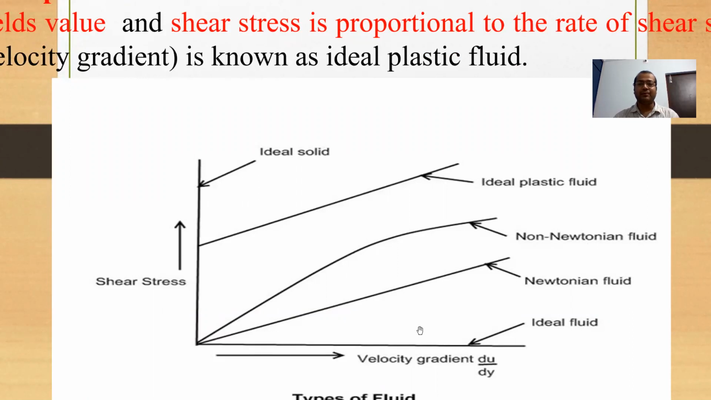If it is not following this path, then it is a non-Newtonian fluid. Some are ideal fluids, which coincide with the x-axis. An ideal fluid is one which does not have any component of velocity gradient. An ideal solid is the case when shear stress is zero. One more type is the ideal plastic fluid, where after a certain shear stress it increases, and then it is linear. This is the ideal plastic fluid.